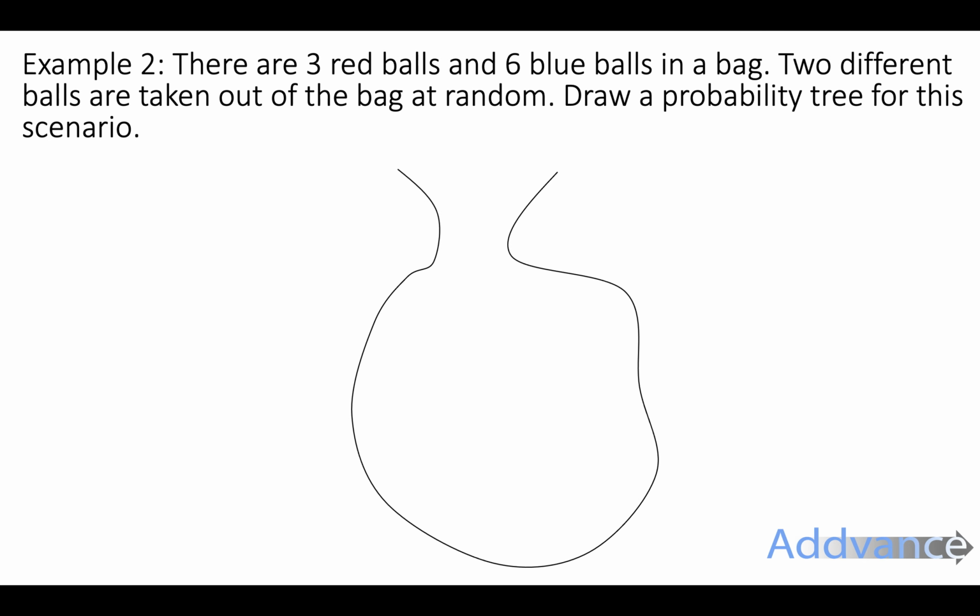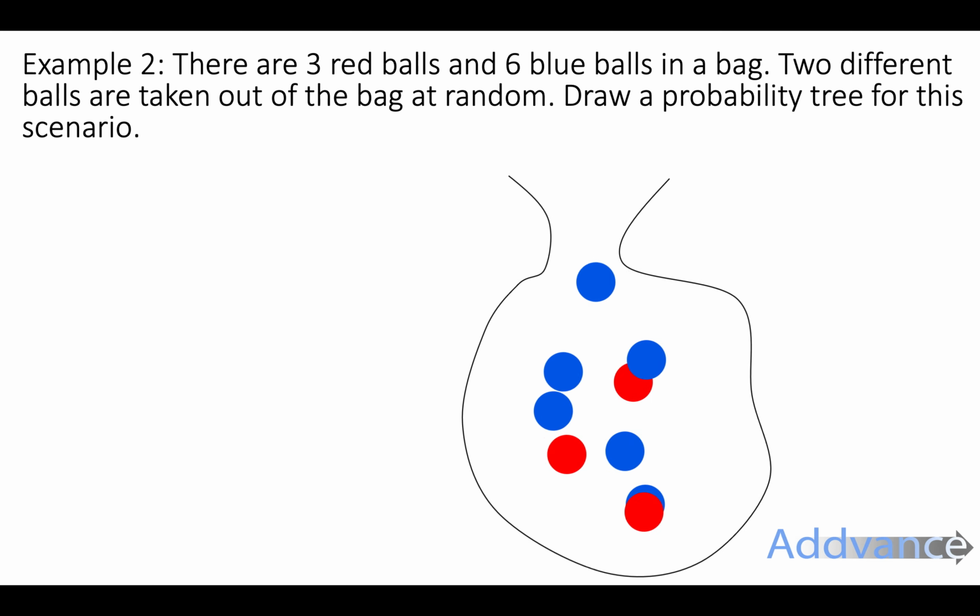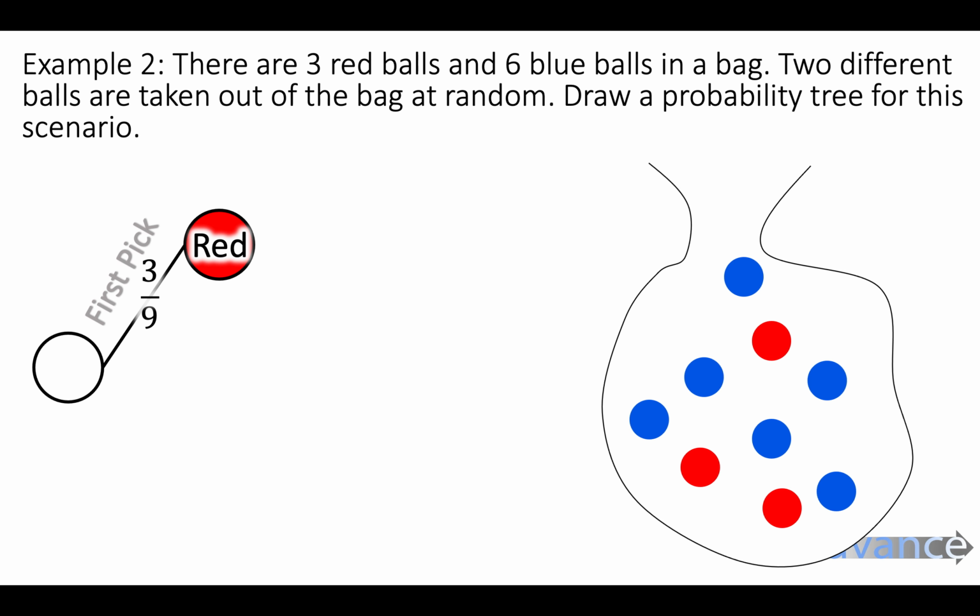Example 2. 3 red balls and 6 blue balls are in a bag. 2 different balls are taken out at random. Draw a probability tree for this scenario. So here is the bag with the balls in the bag. It looks like this. There are 9 balls in the bag, 3 red, 6 blue.